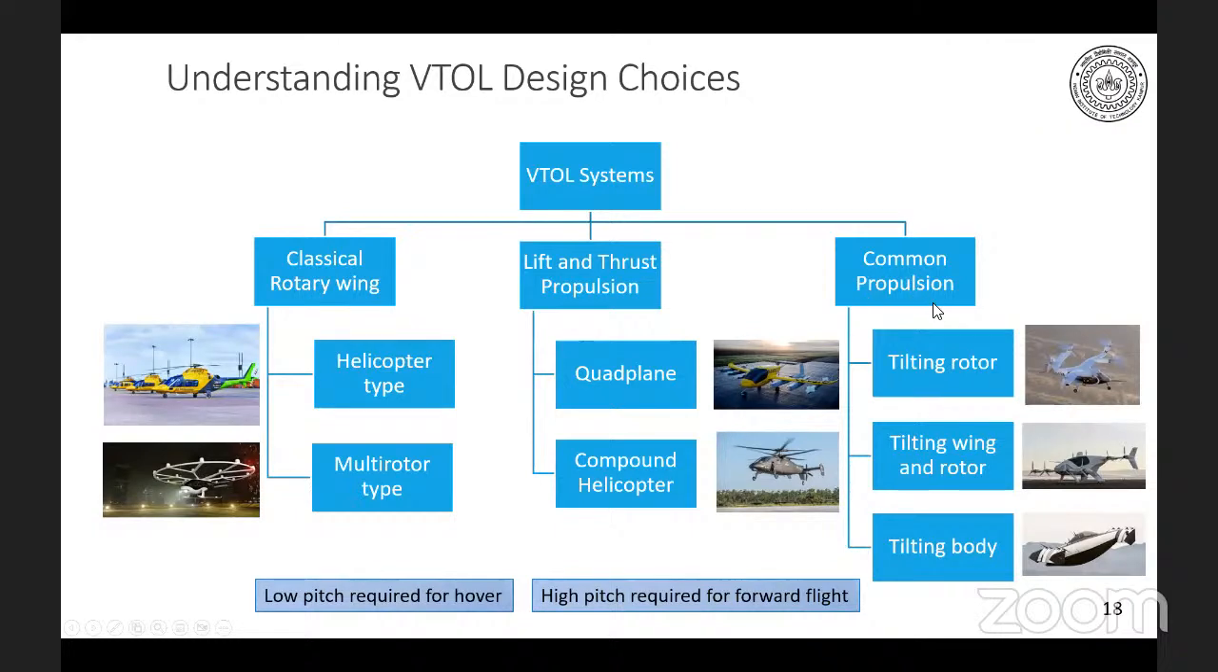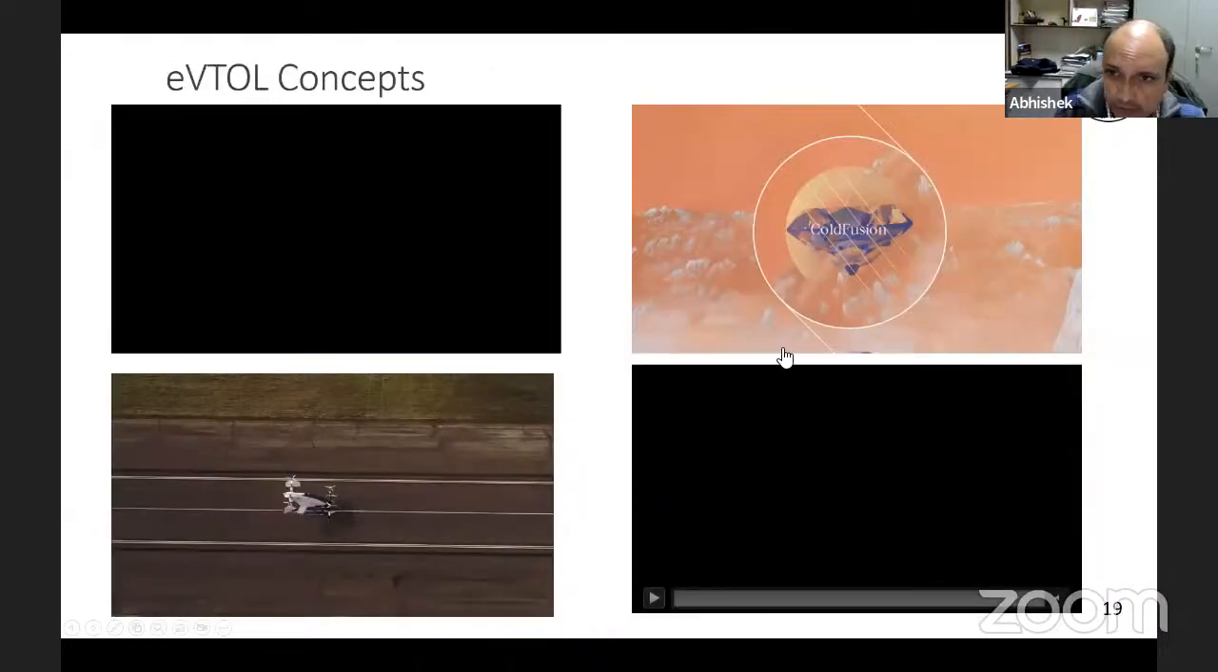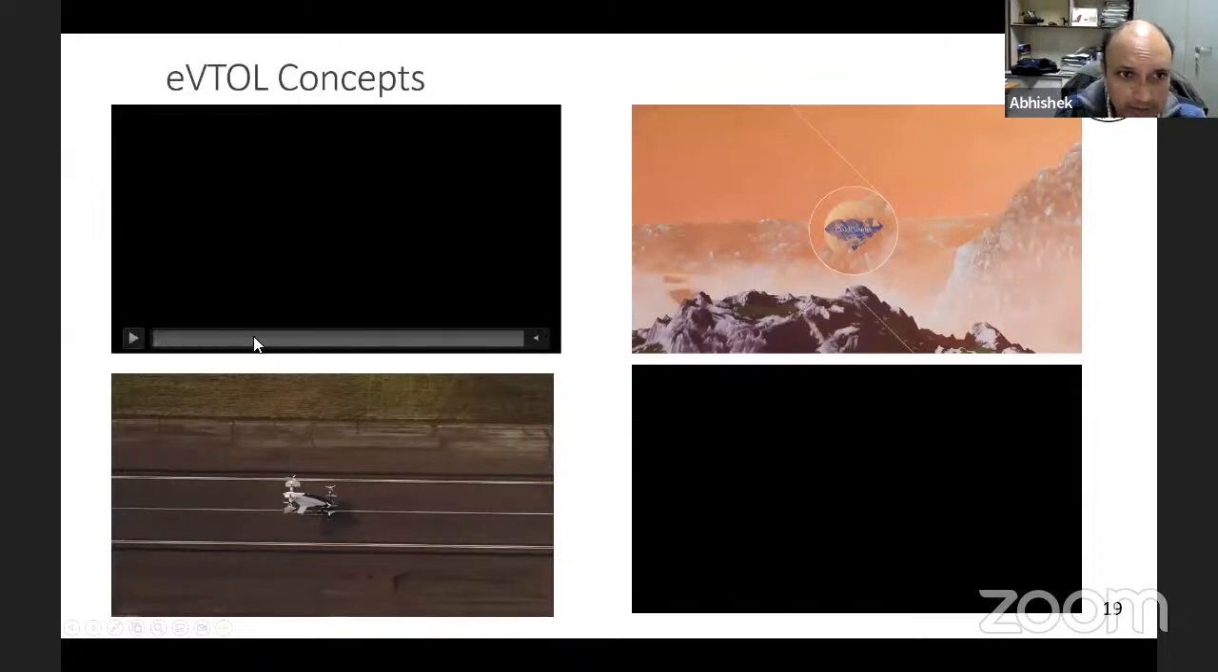Then the common propulsion systems are there, which are like tilting rotor, tilting wing, and rotor designs where wing and rotor both are tilting, or tilting body designs, such as this is a manned vehicle built by a company called Opener, and it's called Blackfly. So these are so many options out there. Now, from this, based on your requirements, one can go and look at and try to choose which configuration works best for you. So here are some of the videos. I'm sure you have already seen these. I'll just quickly play them for you.